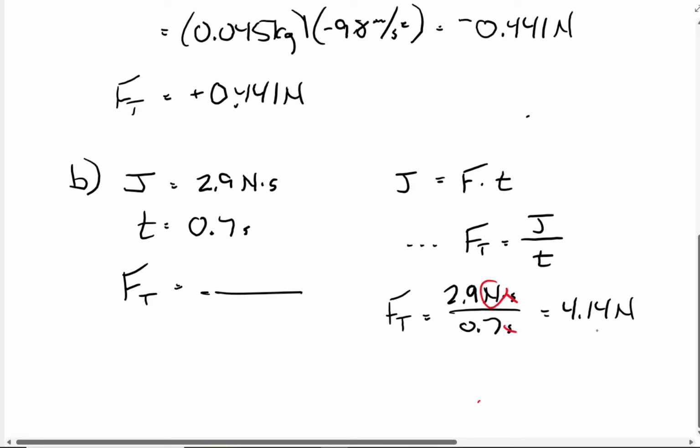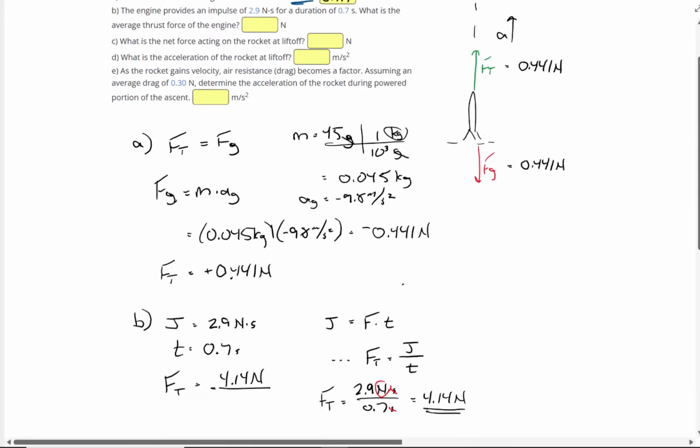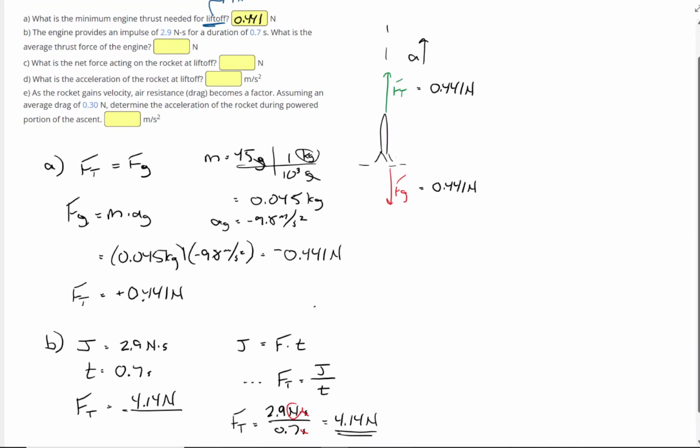4.14 newtons is the amount of thrust force that this engine can provide, right? So we need 0.441 to get off the ground. Well, this is going to give us 4.14. So we have plenty to get off the ground, right? However, what is the net force overall, right, of the rocket at liftoff?